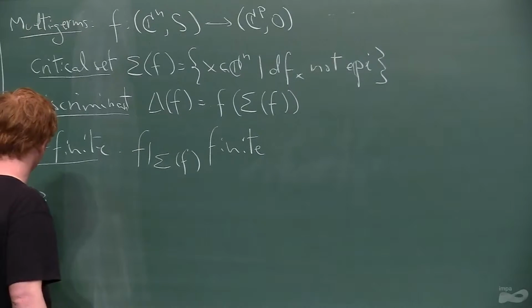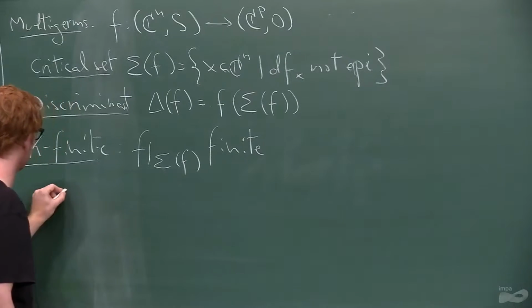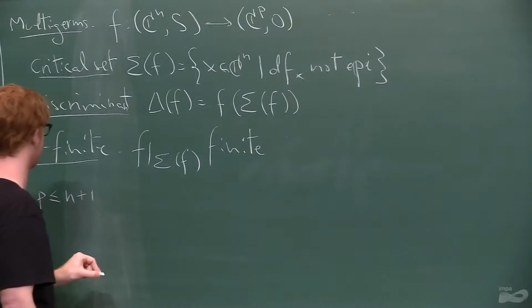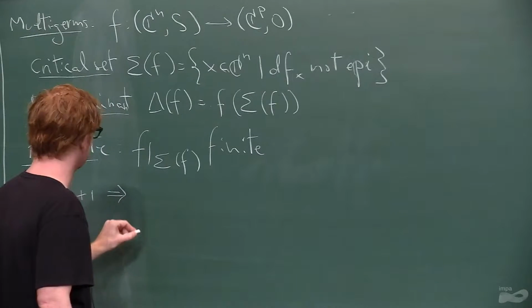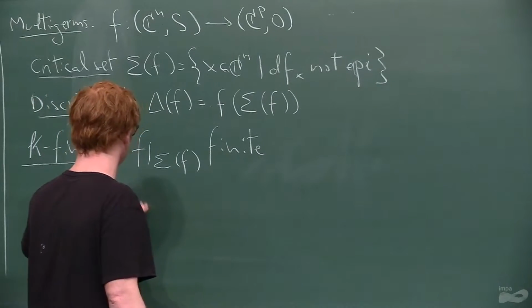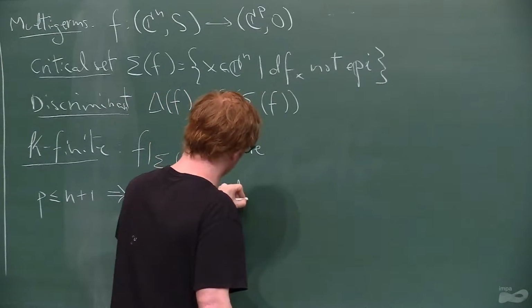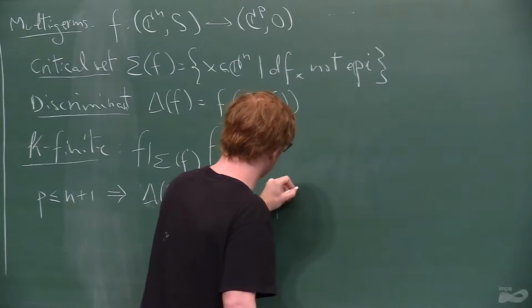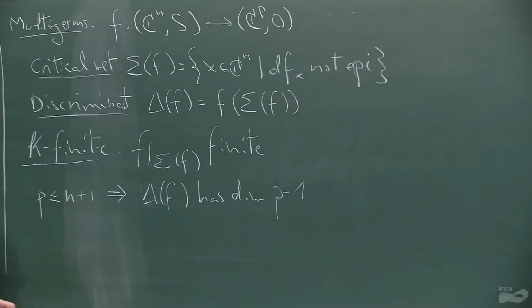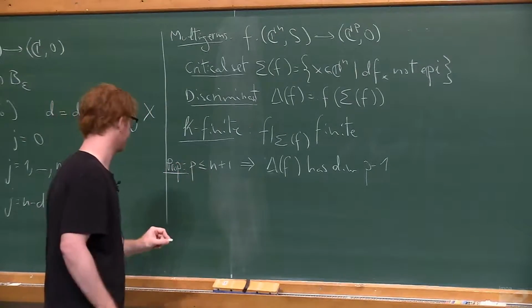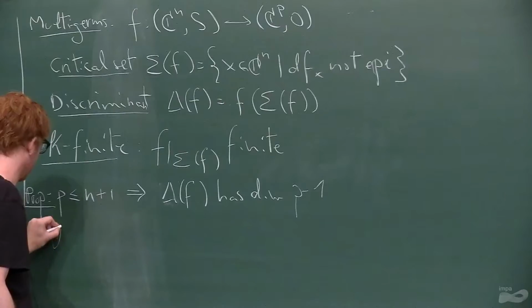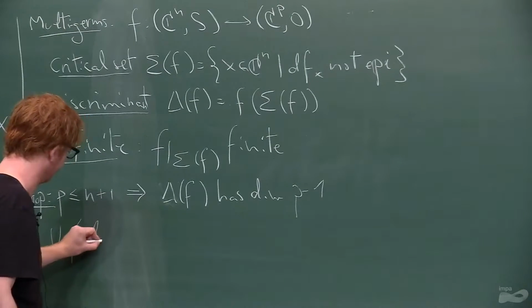If p is less than or equal to n plus 1, this implies that the discriminant has dimension p minus 1. It is indeed a hypersurface. And, okay, so we want to look at deformations of these guys. What is a deformation? Well, what we look at is an unfolding.